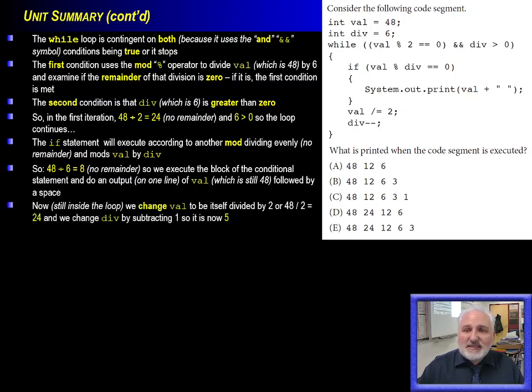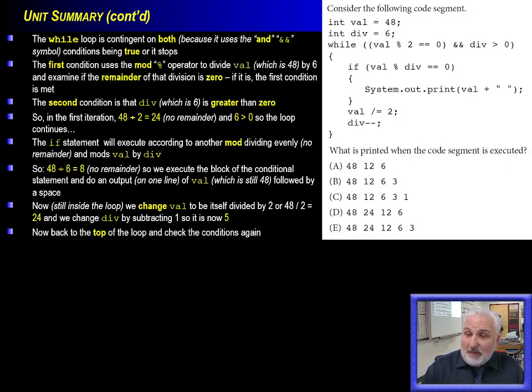Now we'll move past the if statement, and it will take val, 48, and divide it by 2. So 48 divided by 2 will give us 24, okay? And div will subtract 1. So now div, which was 6, will become 5. Back to the top of the loop. Does it meet the conditions?